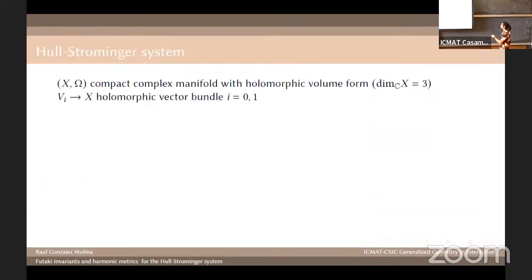So let's start. My geometry will be a compact complex manifold with a holomorphic volume form. This is my definition of Calabi-Yau manifold. For all purposes, you can think of a threefold, but most methods won't care about the dimension, and a pair of fixed holomorphic vector bundles over the manifold.